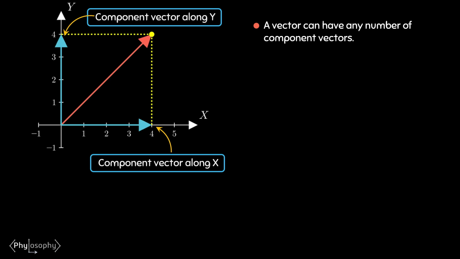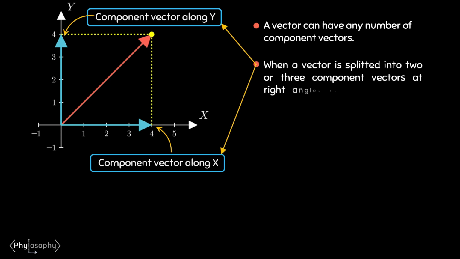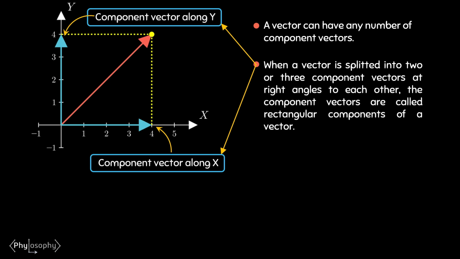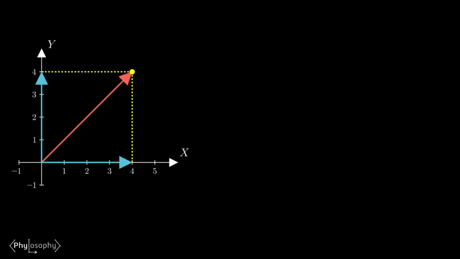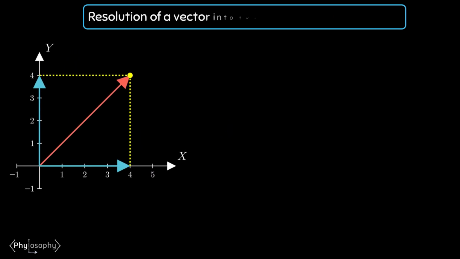A vector can have any number of component vectors, that is, a vector can be resolved into infinite number of components. But when a vector is split into two or three component vectors at right angles to each other, the component vectors are called rectangular components of a vector. So let us first discuss the resolution of a vector into two rectangular components.